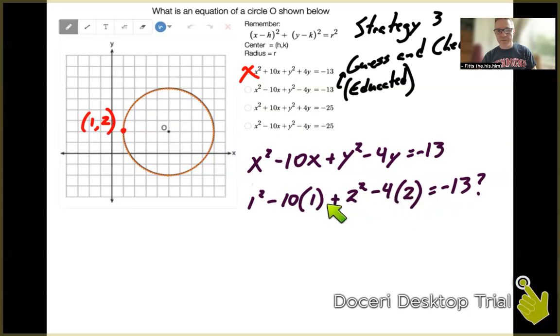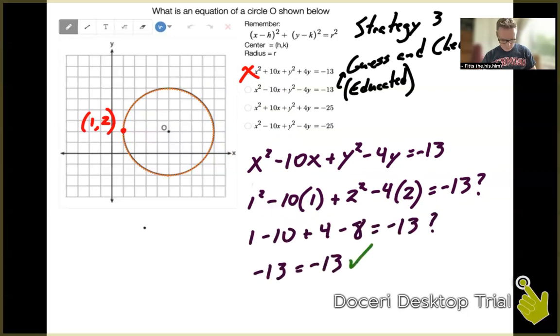Does that equal negative 13? Well, let's take a look. 1 squared is 1. And yeah, that all works. All right. Winner, winner, chicken dinner. There's my answer right there. Victory. So let's go ahead and circle that.